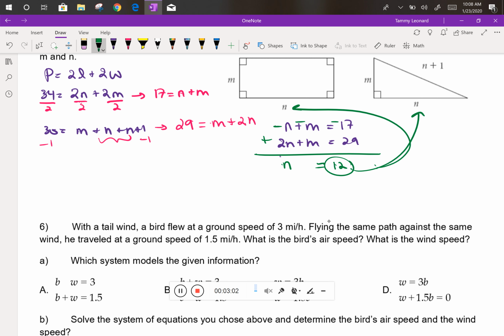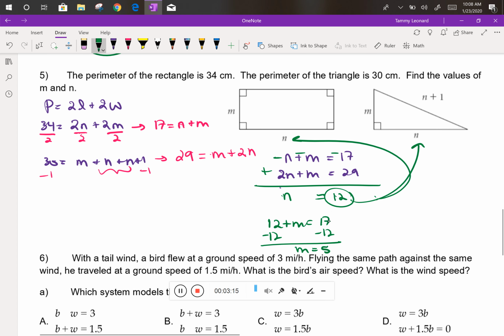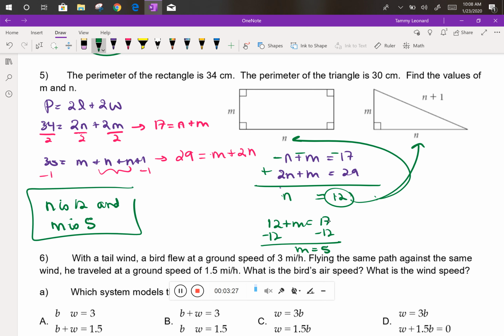If n plus m equals 17, then 12 plus m equals 17. And if we subtract 12 from both sides, m is equal to 5. We go back and make sure we answer the question. The question just asks us to find the values of m and n. So we can say n is 12 and m is 5. And that answers our question.